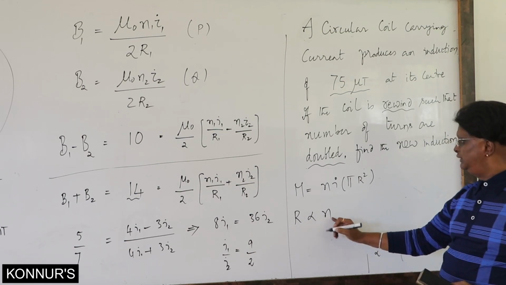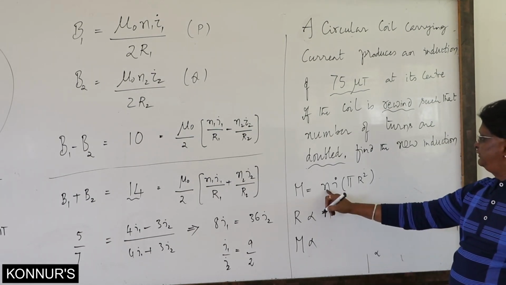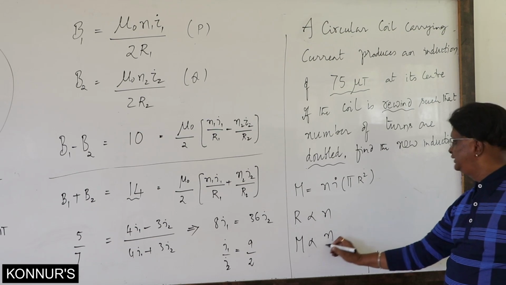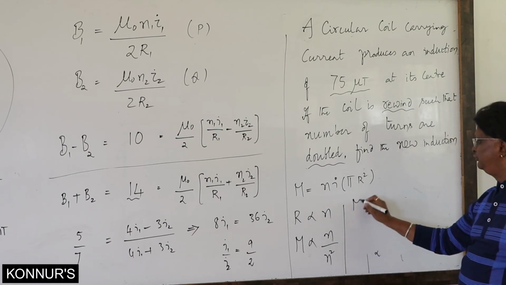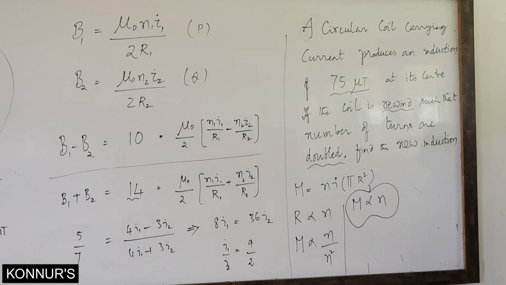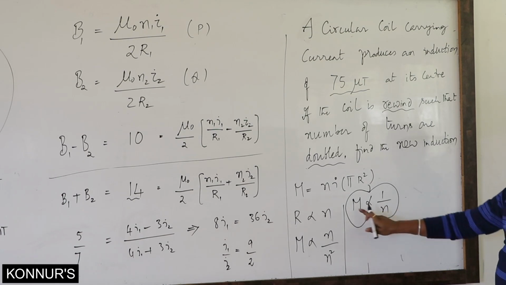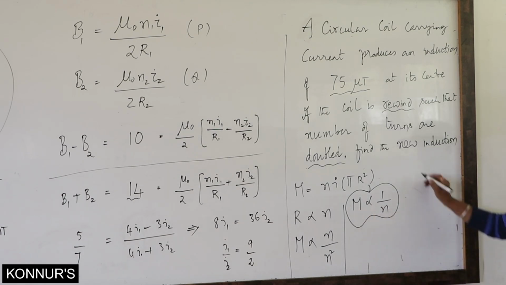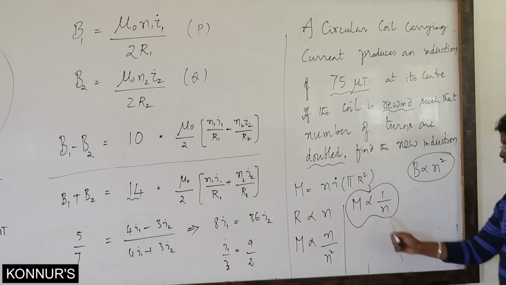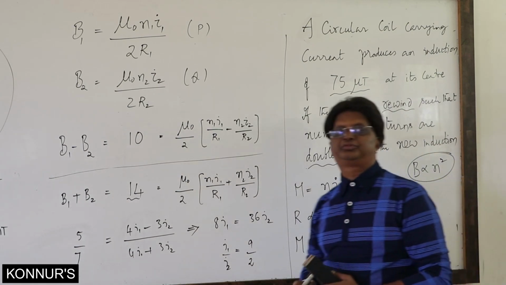R proportional to N, therefore I will write M proportional to, this one is N and this one is R square, therefore M proportional to N by N square, which will give you M proportional to 1 by N. I'm sorry, this is 1 upon N. The result earlier was B proportional to N square for the comparison of magnetic inductions, and for the comparison of moments you will see M proportional to 1 by N, an inversely proportional result.